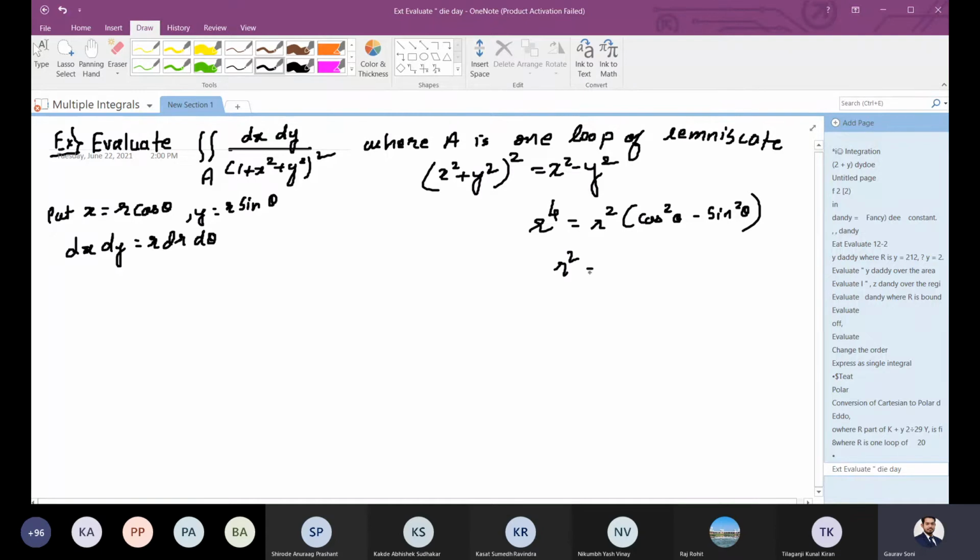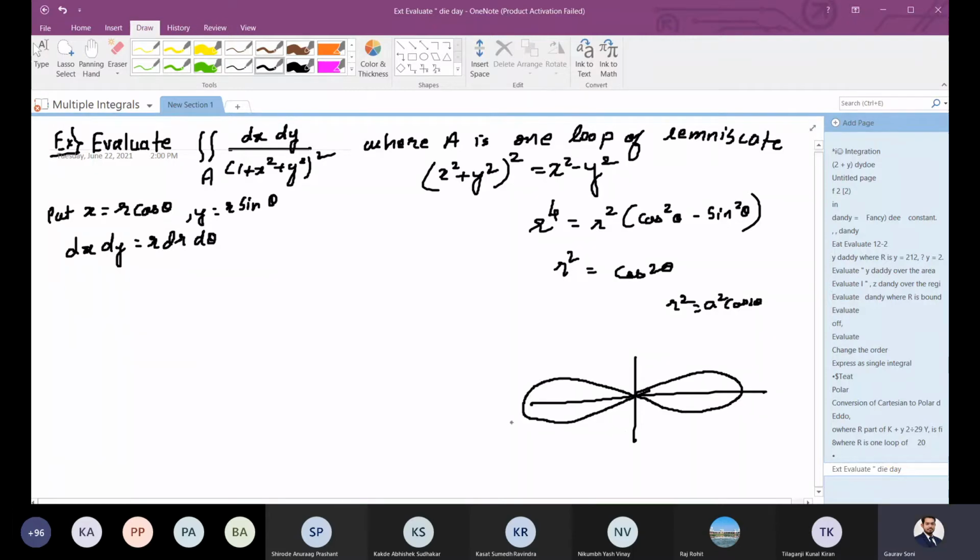So r square is equal to cos square theta minus sin square theta, which is cos 2 theta. So r is equal to under root cos of 2 theta. Thus, the equation that we have studied in curve tracing was r square equal to a square cos 2 theta. In this case, the value of a is 1. So we need to integrate over one loop of this curve. There are two loops in lemniscate that we already know.